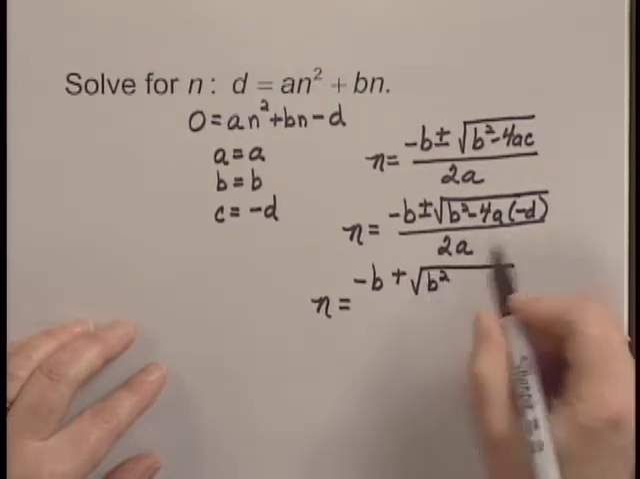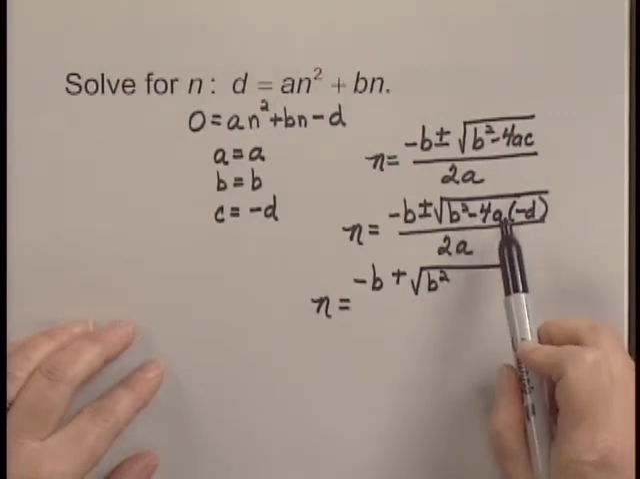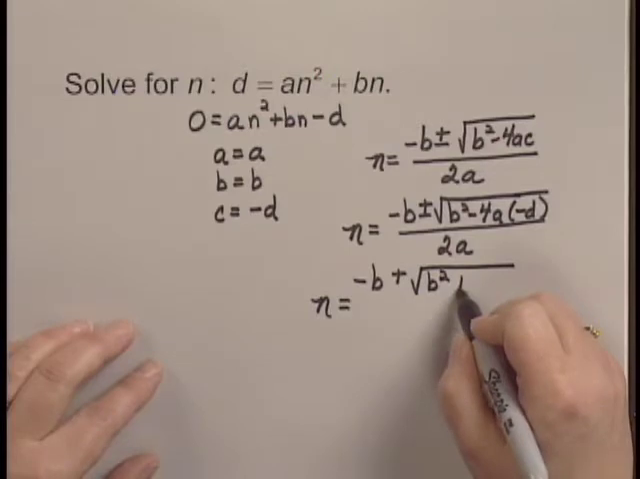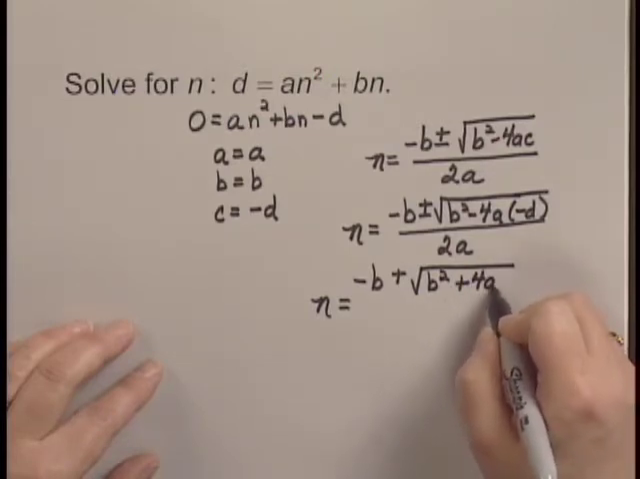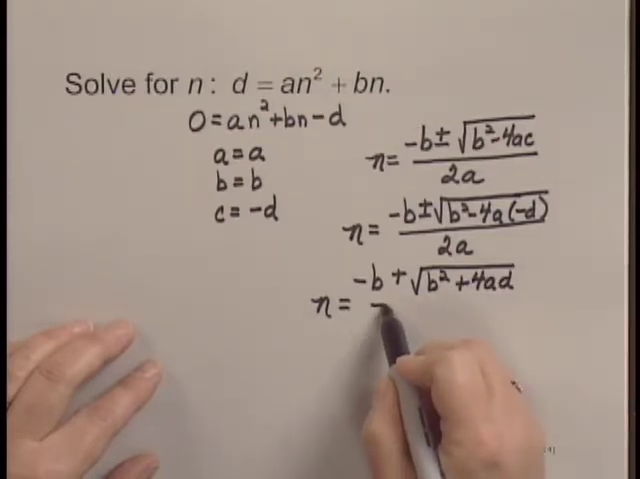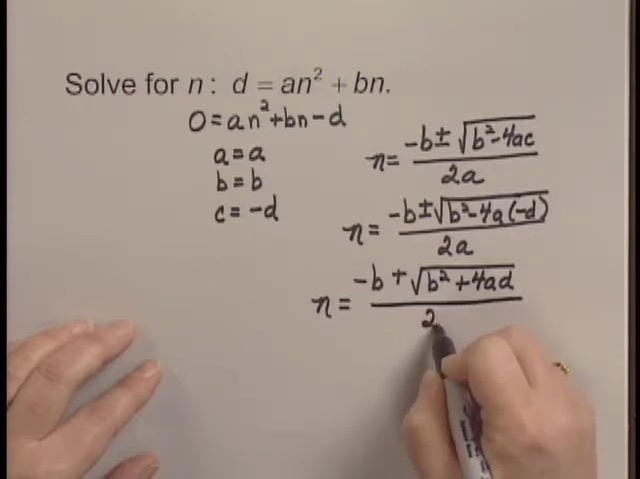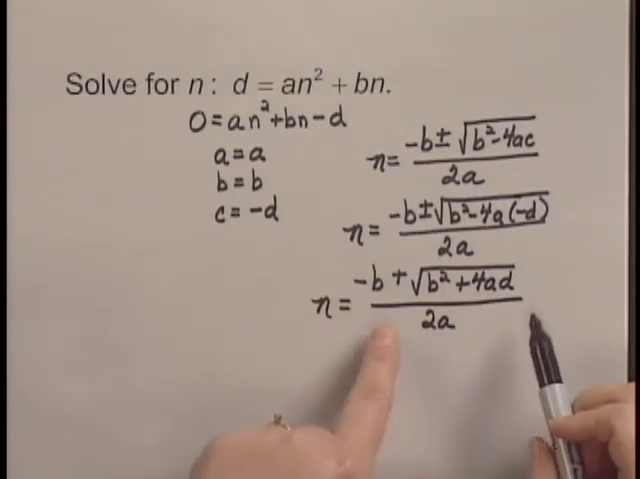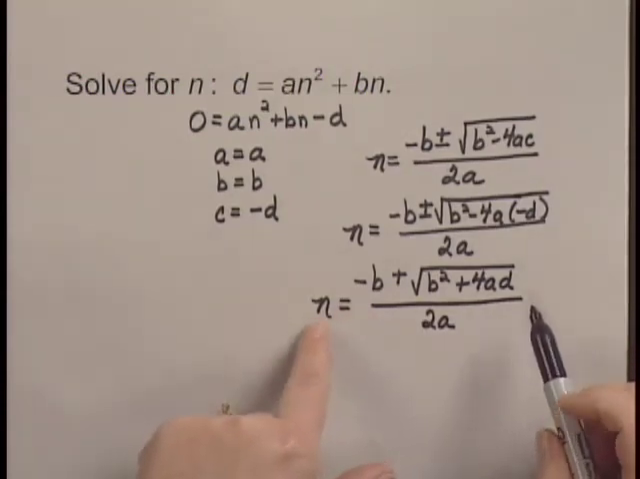Now I have minus 4 times a times the opposite of d. That'll give me plus 4ad. And all that will be written over 2a. Since I have n by itself on the left side, no occurrence of n on the right side, I've solved for n.